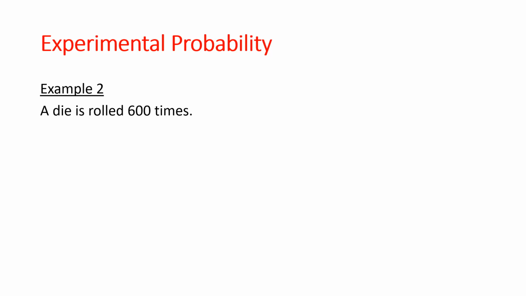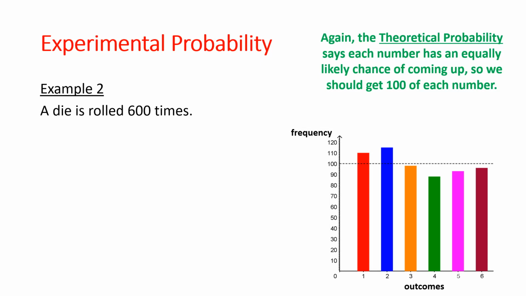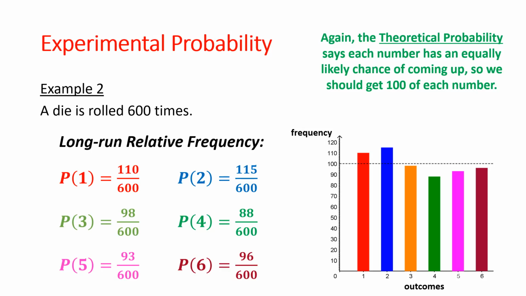What if I was to roll the die 600 times? Well, the theory again says this is an equally likely chance of happening, so we should get 100 of each number. But after performing my experiment, you can see that I don't get 100 of each number, and I get these long-run relative frequency results. I did call it long-run relative frequency because after 600 rolls, you probably sit down for quite a long time.